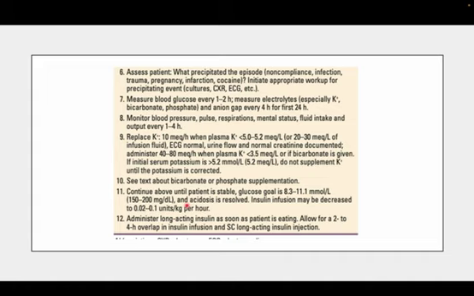Then you give insulin, regular or rapid. If it is rapid, you give it 5 minutes before food. If it is regular insulin, you give it 20 minutes before food, and ask the patient to eat. After half an hour you can stop the infusion.